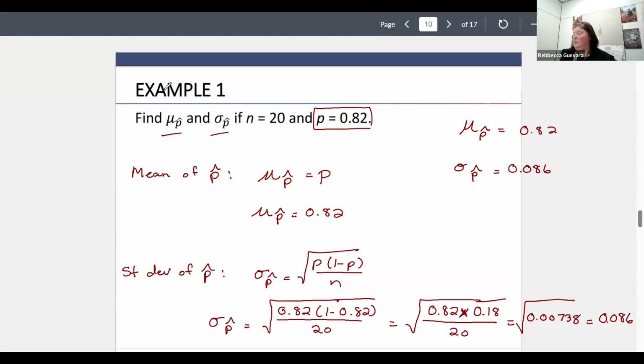Part of the reason we're talking about doing these proportions here is because later, when we talk about hypothesis testing, it is largely done using either a mean of means or a mean of proportions.